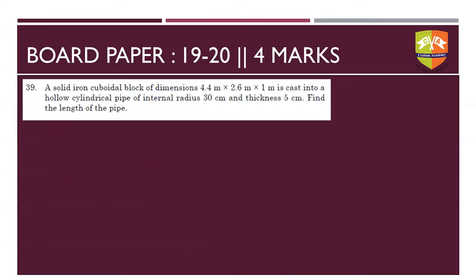This is last year's paper. I have removed all the frustum based questions, guys, because that's not there in your syllabus, friends. Solid iron cuboidal block of dimension 4.4 into 2.6 into 1 is cast into a hollow cylindrical pipe of internal radius 30 and thickness 5. Find the length of the pipe. Four marks. Time taking. So don't calculate, the dimensions are friendly. Don't calculate.